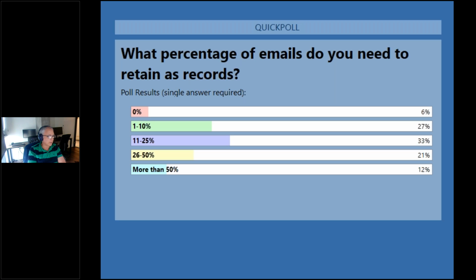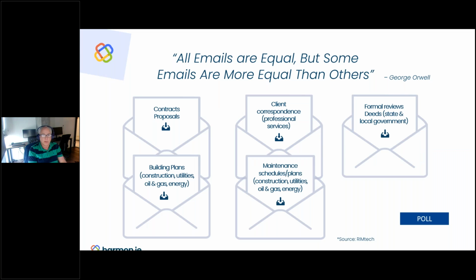So we see here that 0%, we only have 6%. We got about a quarter to a third that has to save between 1 to 10% and up to 25%. And the other third is split between 25 to more than 50%. So folks on this webinar seem to have a need to store and retain emails. So we'll be looking at how we make it easy for people to conform and to comply with what we're asking them to do.